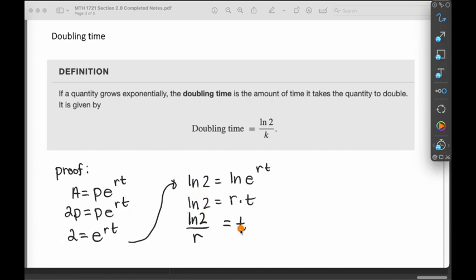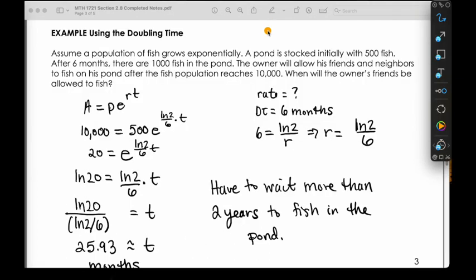And then to solve for time, I divide both sides by r. So the doubling time would be the natural log of 2 over r, which is the rate. Now remember, my r here, and my apologies, I'm just used to using r, is the same as this k here. Okay, now let's do an example of using that doubling time formula.